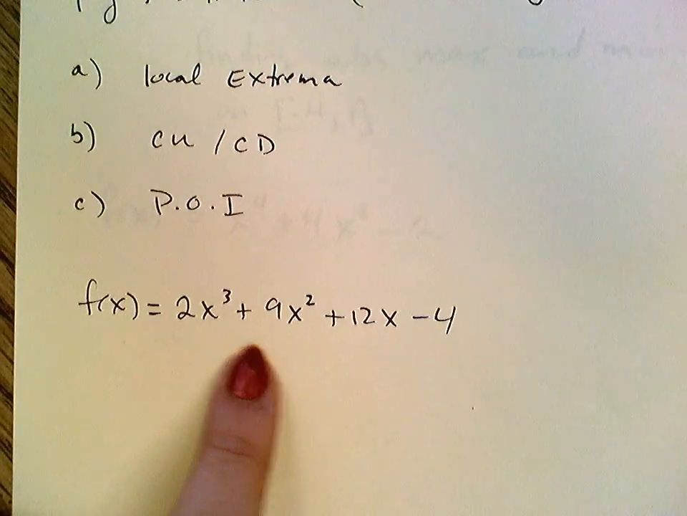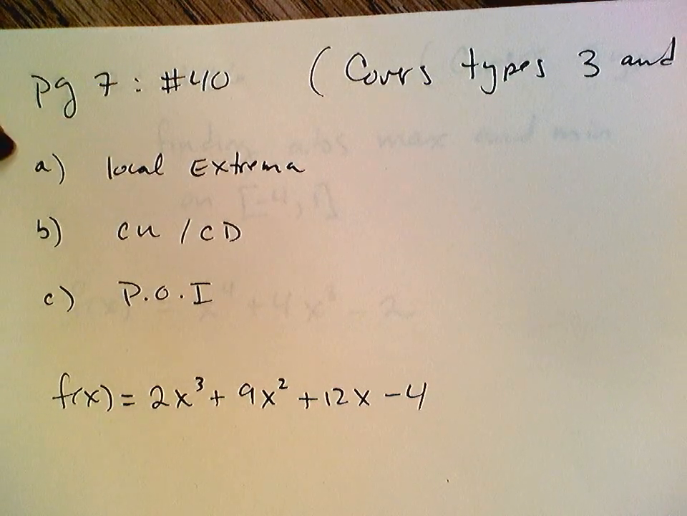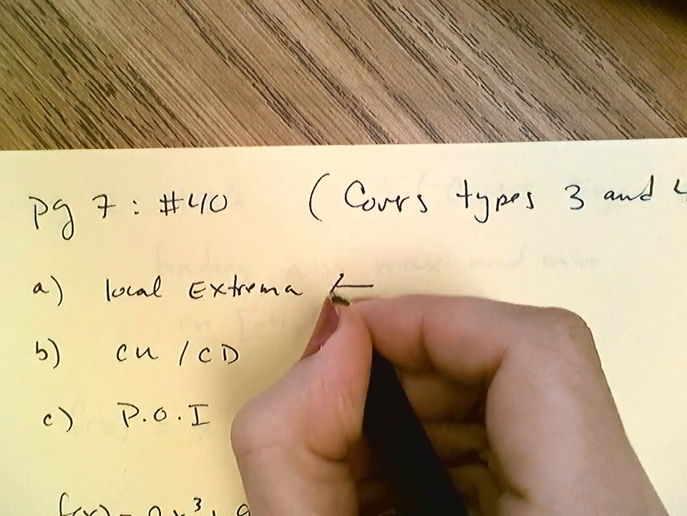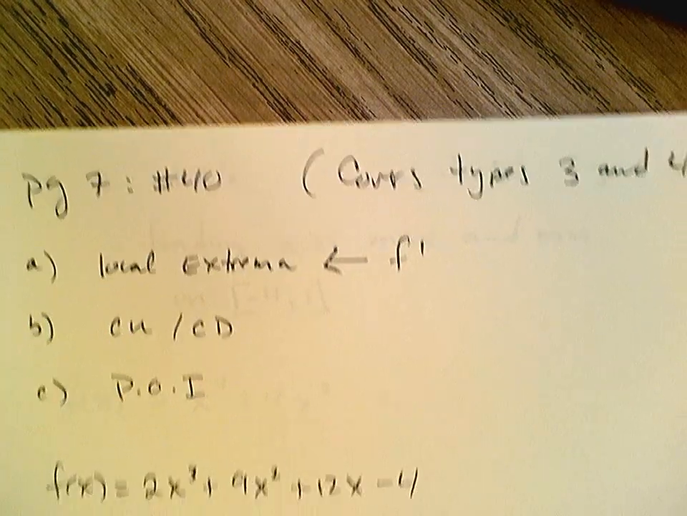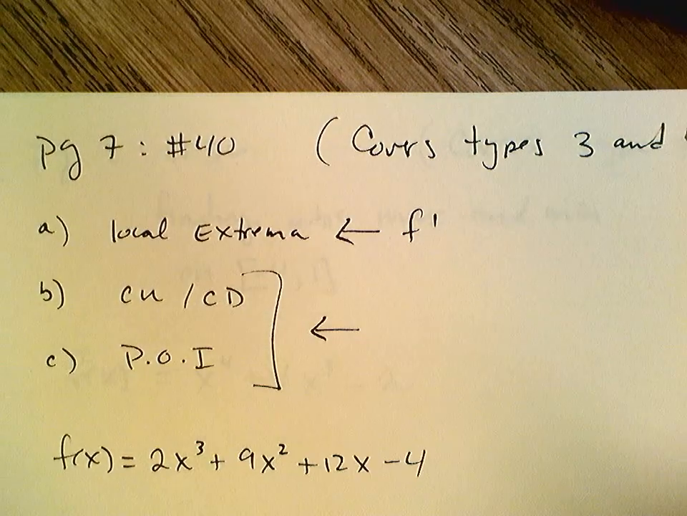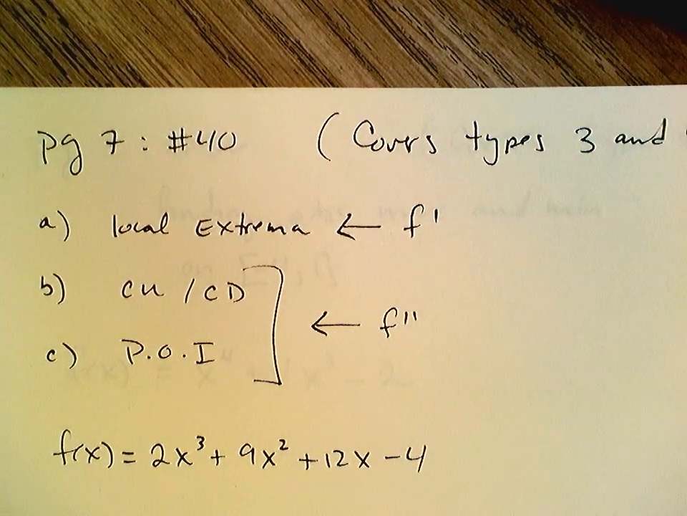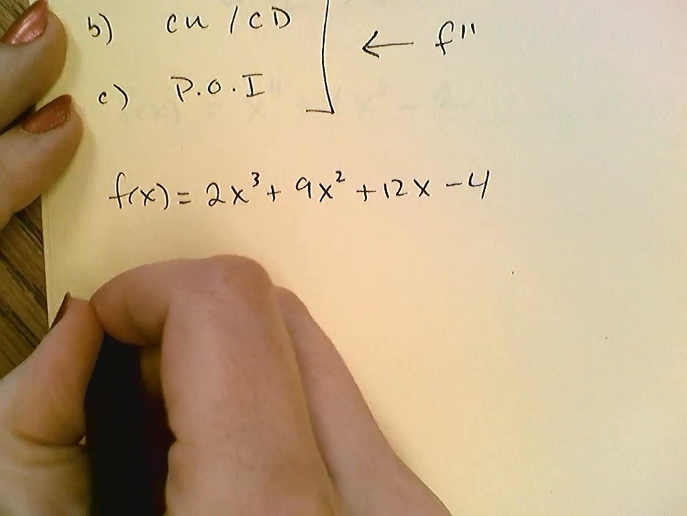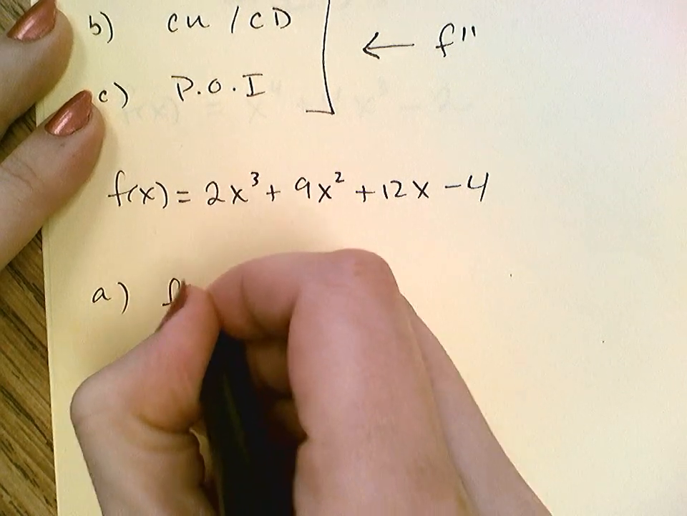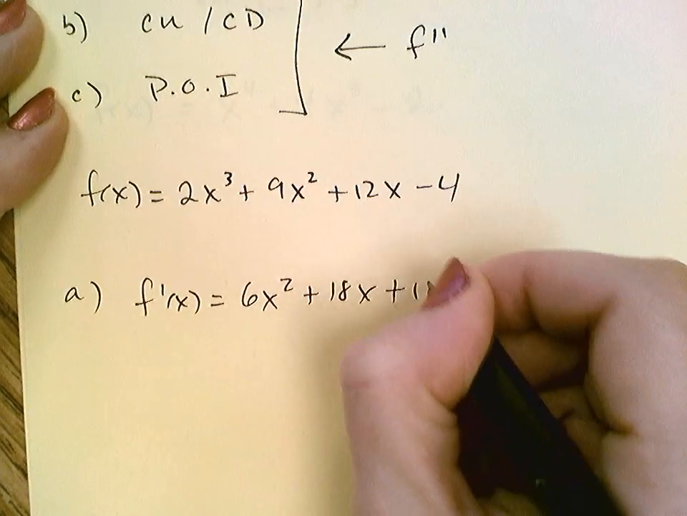This is the function that they're giving us, and we're going to find local extrema, concave up, concave down, and point of inflection. Okay, so local extrema, that's where you're going to use f prime in a number line. Concave up, concave down, point of inflection, that's where we'll use f double prime in a number line. Okay, so for part A, you find f prime equals 6x squared plus 18x plus 12.